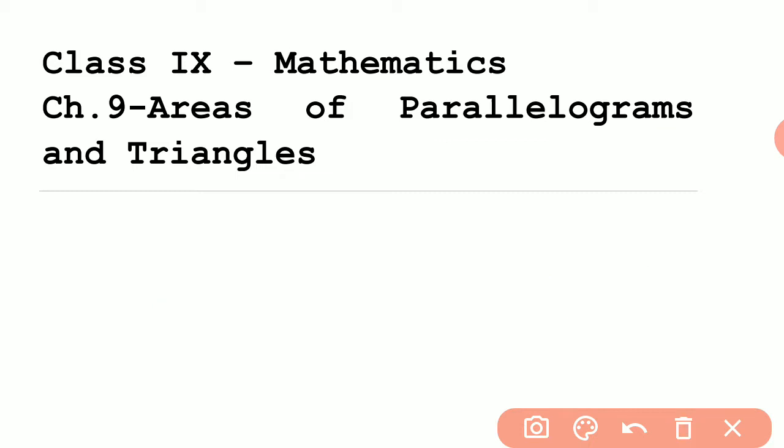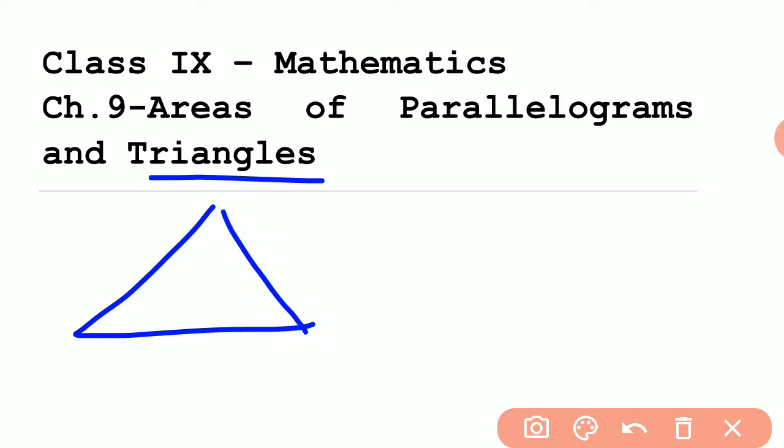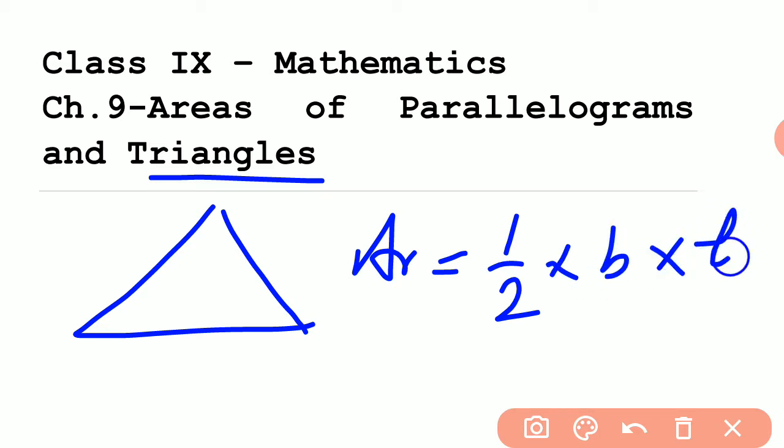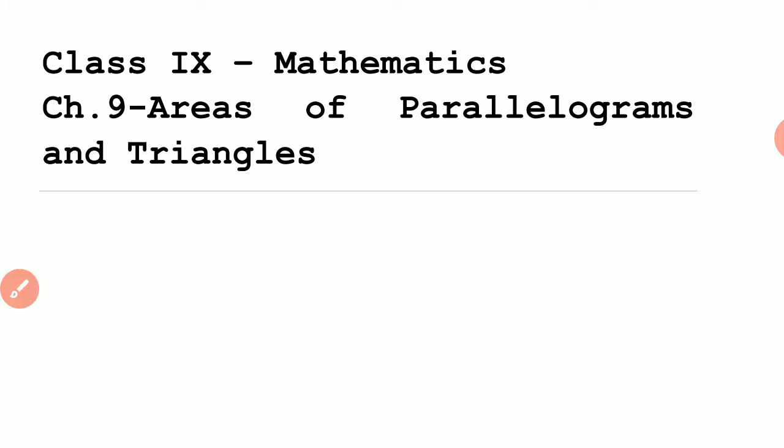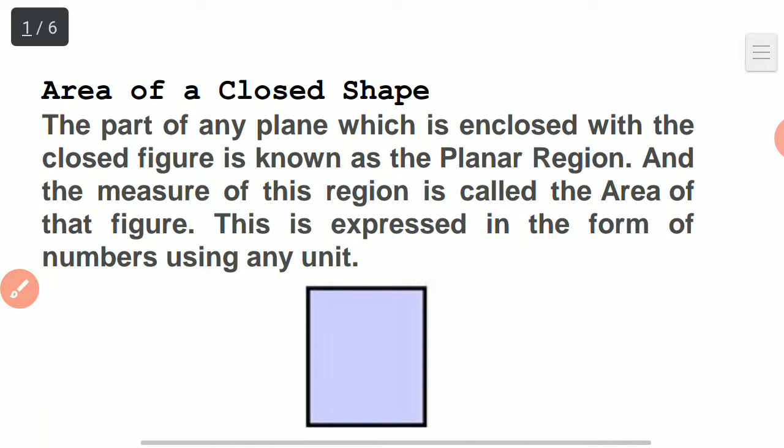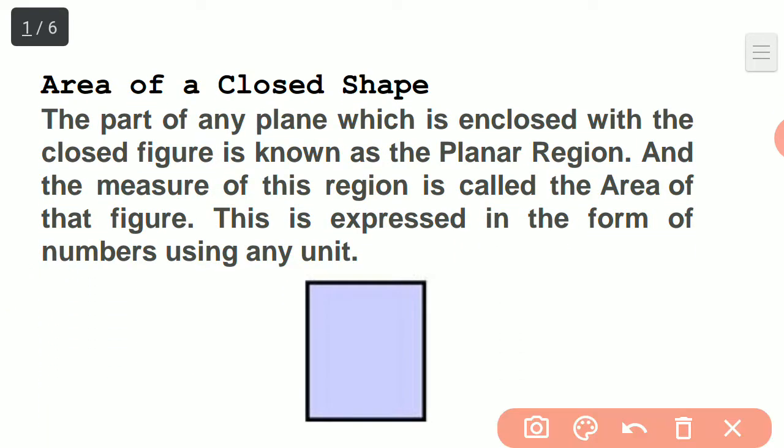Similarly, the area of a triangle is half base into height. Area of triangle equals half into base into height. This is the base from here to here and this is the height. Now we will study more about the area of a closed shape.